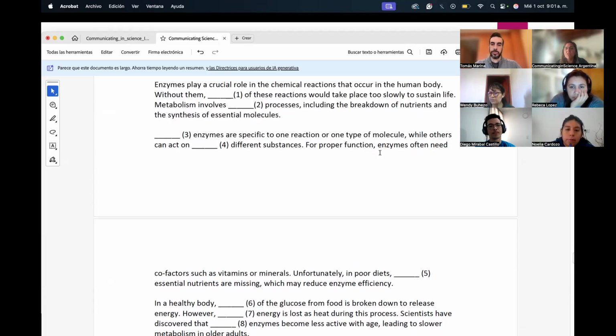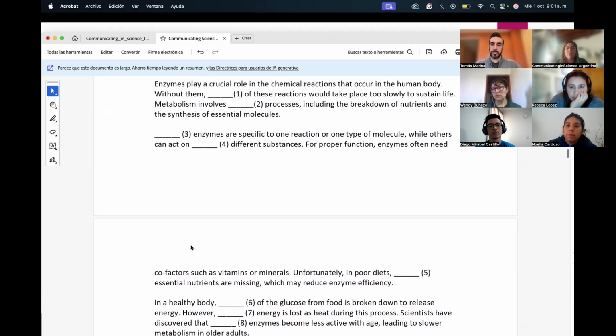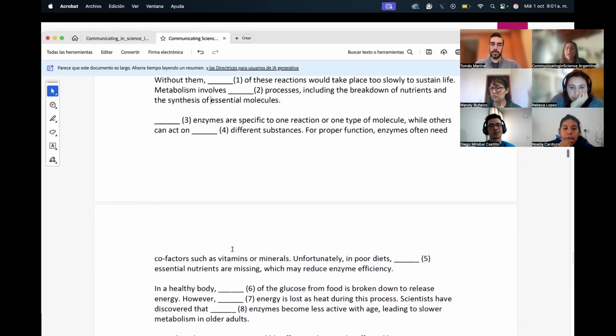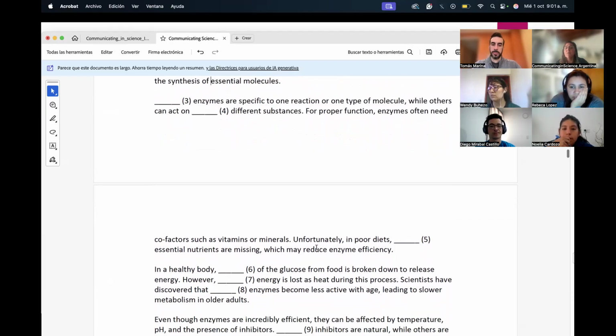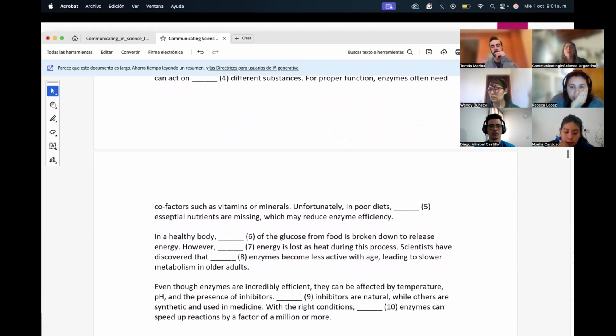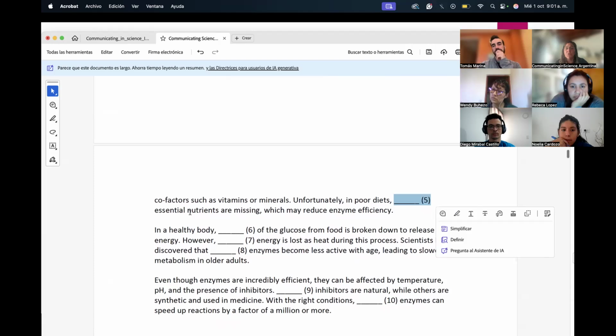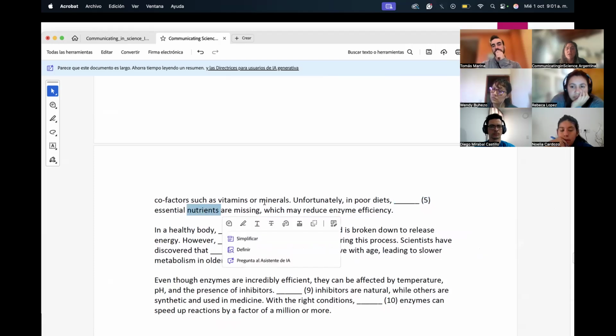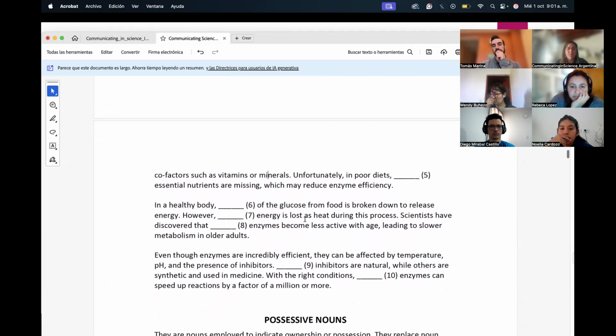For proper function, enzymes often need cofactors such as vitamins or minerals. Unfortunately, in poor diets, essential nutrients are missing. What? All, some, several? Some. You could say some essential nutrients are missing, which may reduce enzyme efficiency.